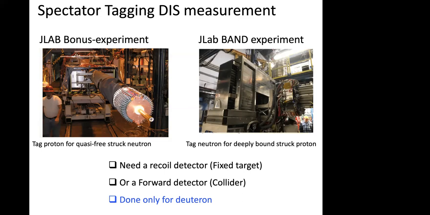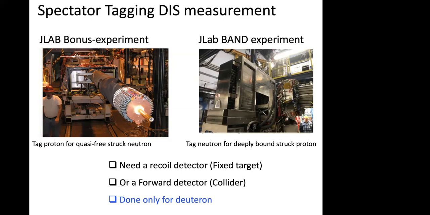I just want to emphasize one thing here, that this technique is possible at the fixed target, but it's really challenging. And so far, it has only been done with the neutron. The reason it becomes very challenging with this measurement is that if you want to detect this spectator with really low momentum in the fixed target frame, this low momentum tagging may not be able to survive when it travels through the target material in order to be detected.